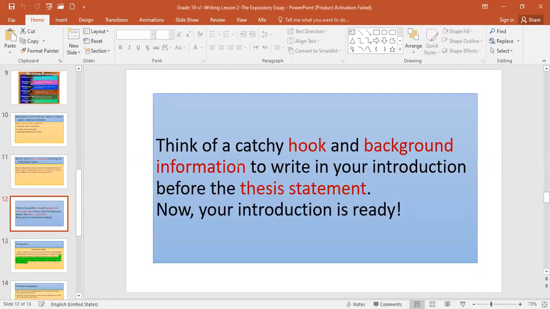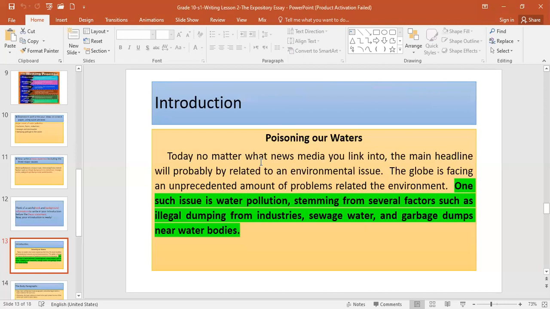Okay, now think of a catchy hook and background information to write in your introduction before you write the thesis statement, and then you are ready. Here is the introduction. The title is Poisoning Our Waters. I discussed water pollution. Who would like to read the introduction for us? I can read it. Yes.